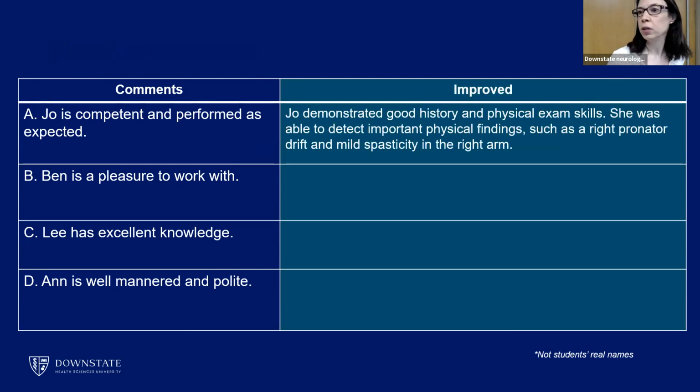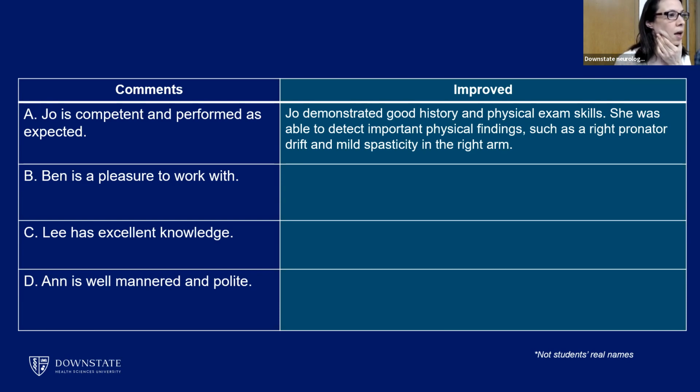Joe demonstrated good history and physical exam skills. She was able to detect important physical findings such as a right pronator drift and mild spasticity in the right arm. So how is this better? Is it better? Okay, so we have some specifics.